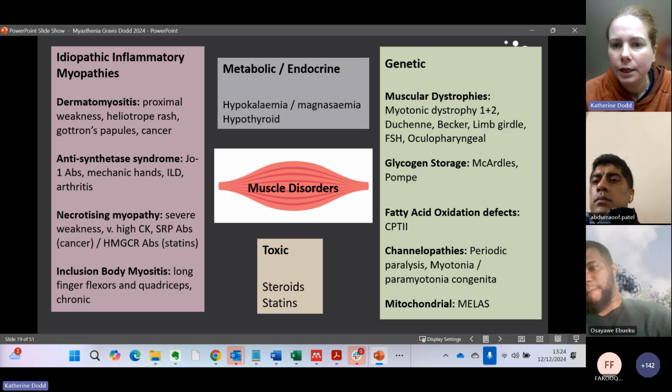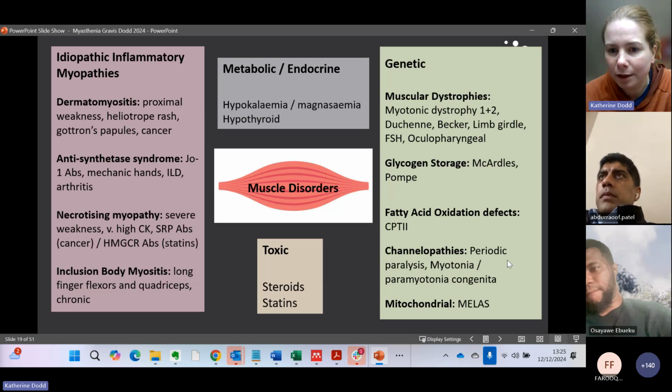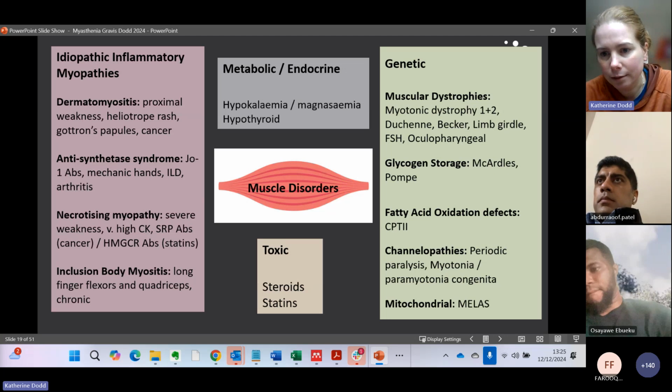Limb girdle, facioscapulohumeral and oculopharyngeal muscular dystrophy, you just kind of get from the pattern of weakness and the progressive history. There's glycogen storage disorders, McArdle's and Pompe, which can be quite tricky. McArdle's is the one where you get this second wind phenomenon, where they're struggling to walk as they start going, and then after a period of time, maybe 5 minutes, they get the second wind where they can walk much more easily. There's fatty acid oxidation defects, which I don't think you need to know much about. Channelopathies are worth knowing because occasionally you'll see periodic paralysis coming with a low or high potassium and unable to move, and then they can move once that's corrected. And myotonia, paramyotonia congenita, worth trying to just have a think about that.